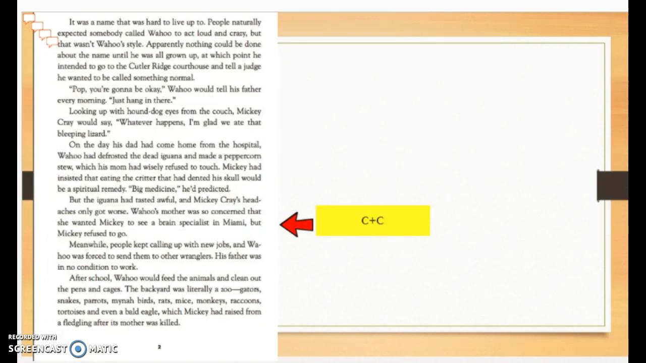Alright, meanwhile, people kept calling up with new jobs, and Wahoo was forced to send them to other wranglers. His father was in no condition to work. After school, Wahoo would feed the animals and clean out the pens and cages. The backyard was literally a zoo. Gators, snakes, parrots, mynah birds, rats, mice, monkeys, raccoons, tortoises, and even a bald eagle, which Mickey had raised from a fledgling after its mother was killed.